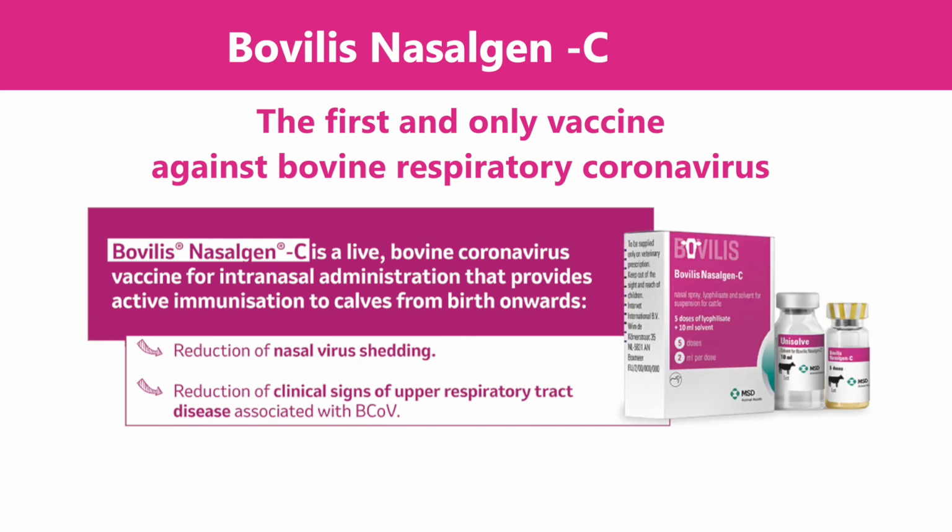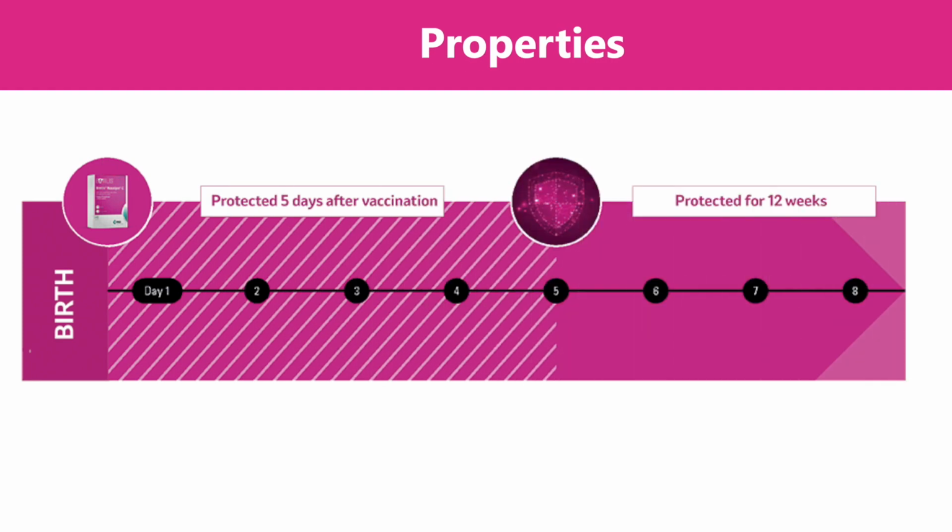This vaccine contains a live attenuated strain of bovine coronavirus. It is indicated for the active immunisation of cattle from the day of birth to reduce clinical signs of upper respiratory tract disease and reduce nasal viral shedding from infection with bovine coronavirus. The vaccine stimulates gene expression for receptors and cytokines in an antiviral innate immune response. The vaccination can be administered to calves from the day of birth.